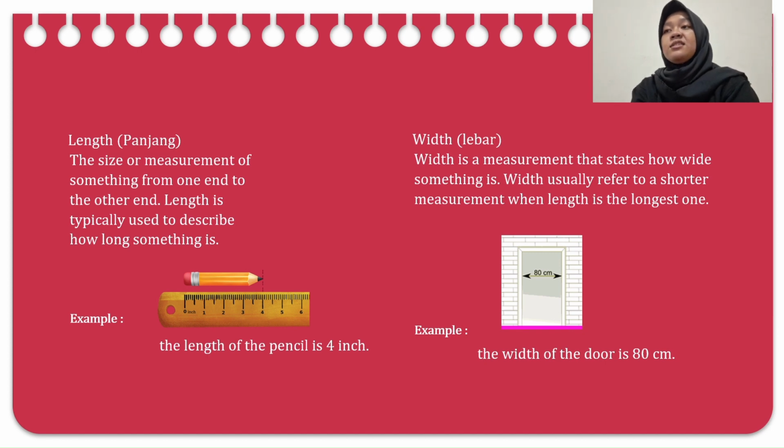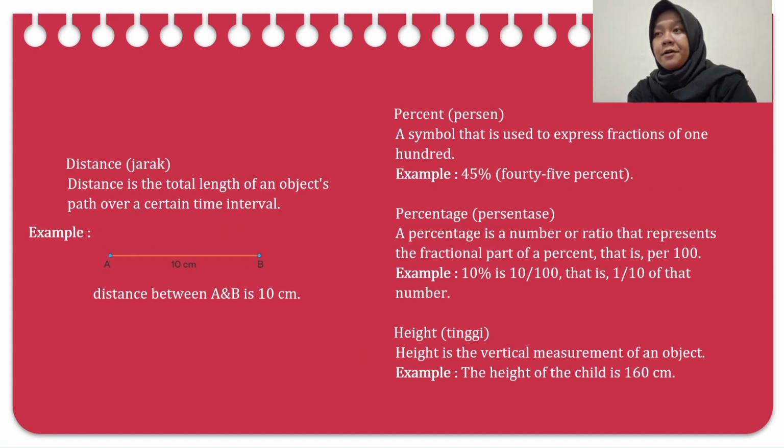Next, we have distance, or in bahasa we say jarak. Distance is the total length of an object, but over a certain time interval. Example, this is distance between A and B is 10 centimeters.